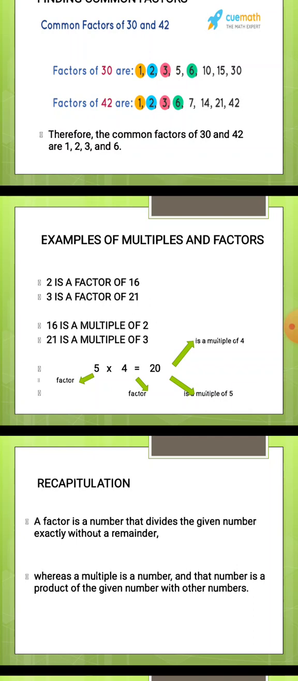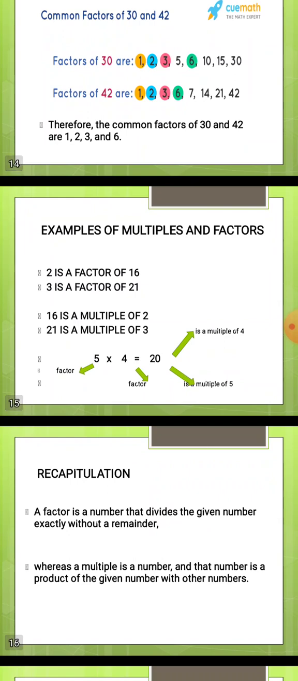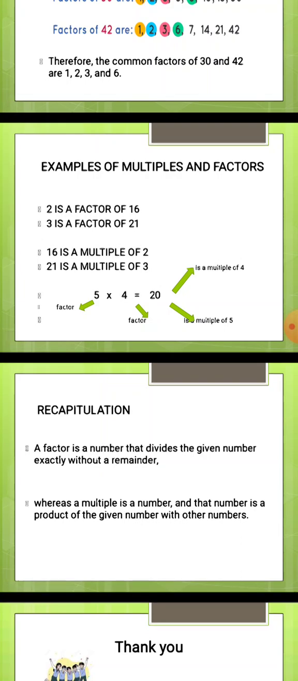Therefore, the common factors. Now, which are the common factors? Common means the number which is coming in both the factors of 30 as well as it's coming in the factor of 42. So, we can see here the numbers shaded with the colors orange, blue, red and green. So, these numbers are same. So, that's why the common factors of 30 and 42 are 1, 2, 3 and 5.